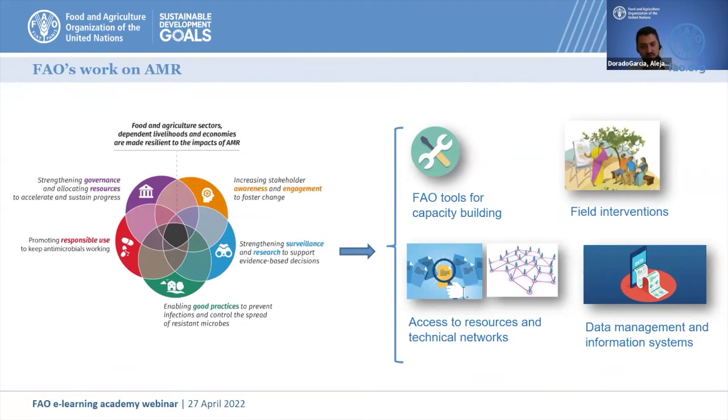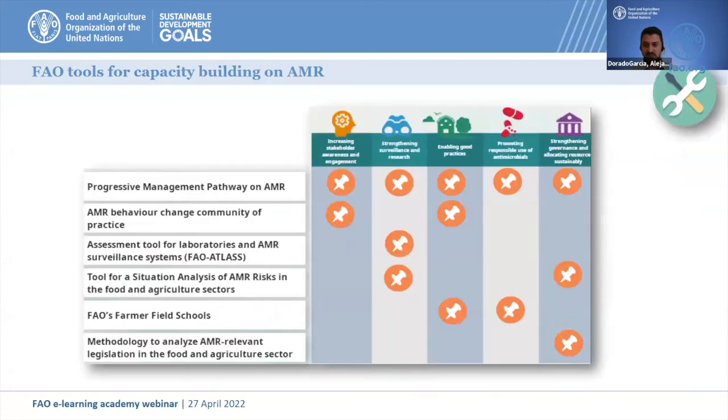But if we were to group the multiple forms of support offered by the organization, by FAO, we could say that we are offering tools for capacity building, field interventions, access to technical resources and networks, and more recently, we are also developing support for data management and information systems. So I'm just going to give you a brief overview of this support.